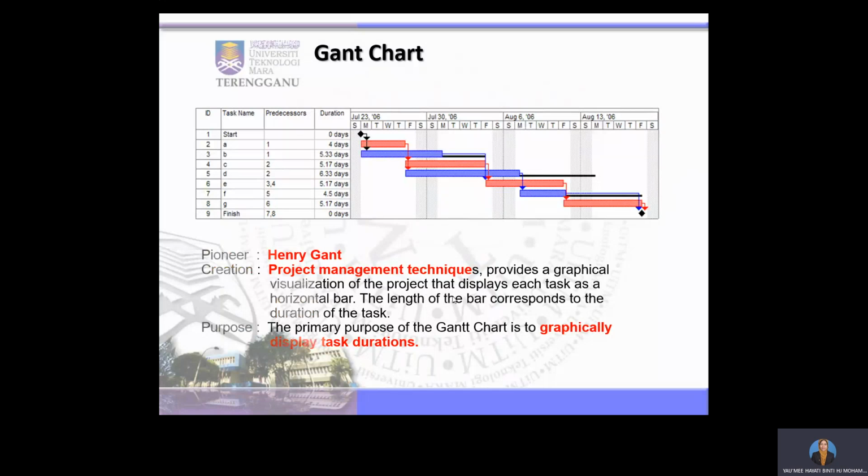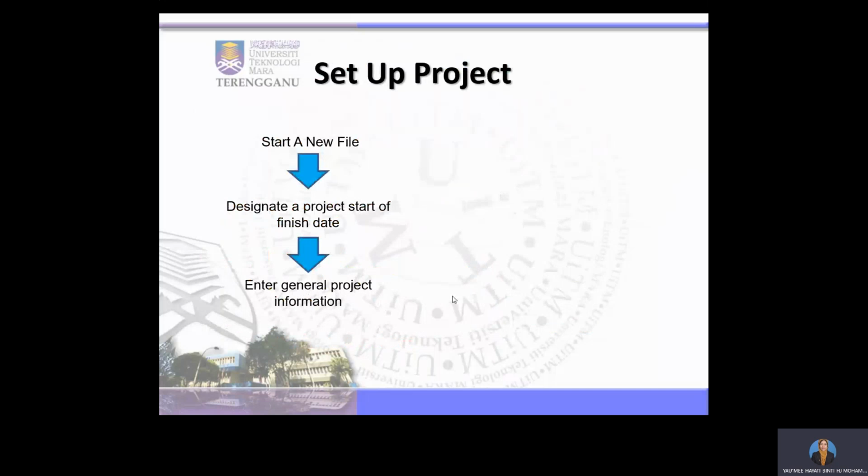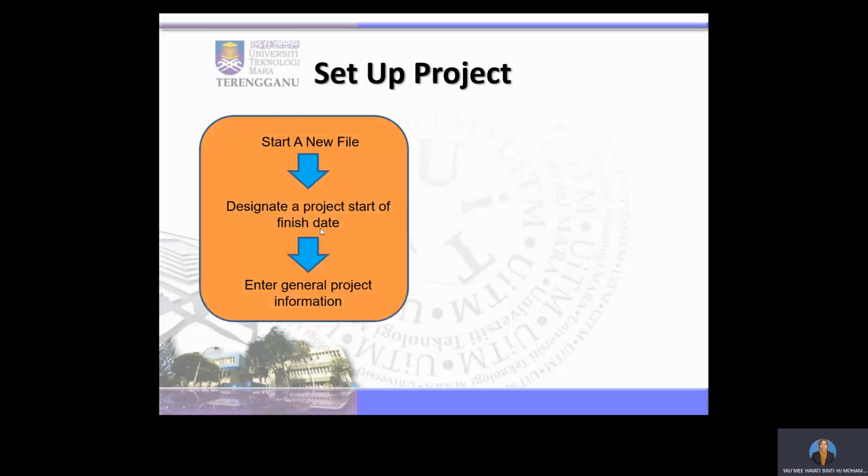So, how to set up the project? First, you need to have Microsoft Project of any version, but I advise you to have Microsoft Project version 2010 onwards. What you need to do is start a new file, designate a project start and finish date, and enter general project information. Microsoft Project is designed exclusively to manage resource usage and project scheduling.